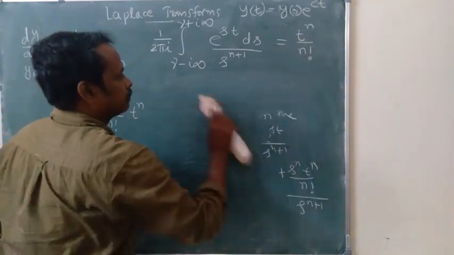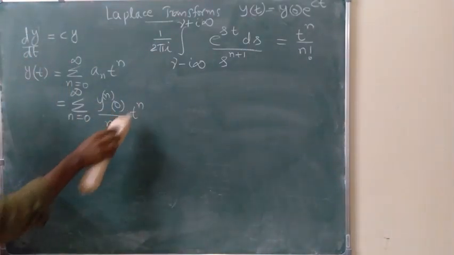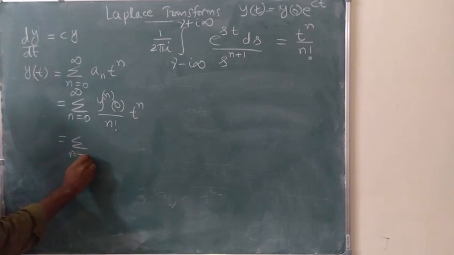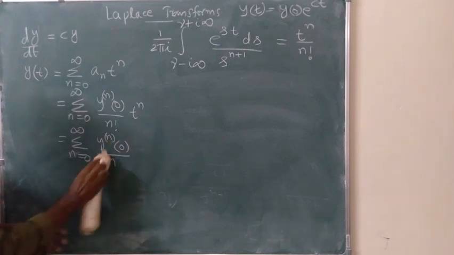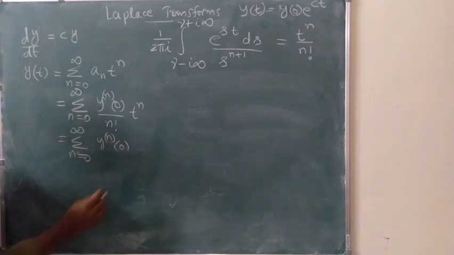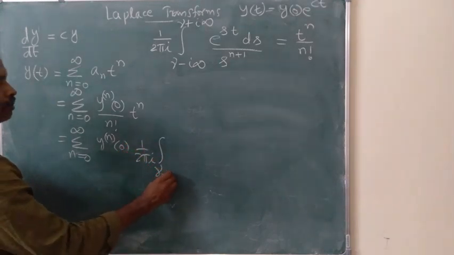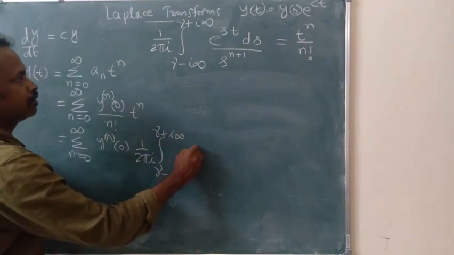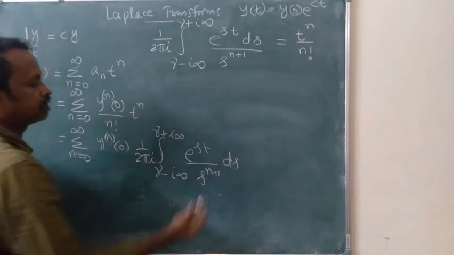And therefore, we can substitute for this t raised to n by n factorial that appears here, and we can write yn(0) divided by n factorial. Okay, we are taking that together. So 1 by 2 pi i integral from gamma minus i infinity to gamma plus i infinity e to the power st divided by s to the power n plus 1 ds.